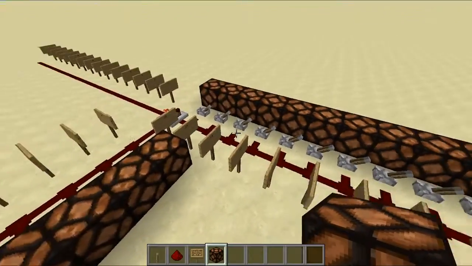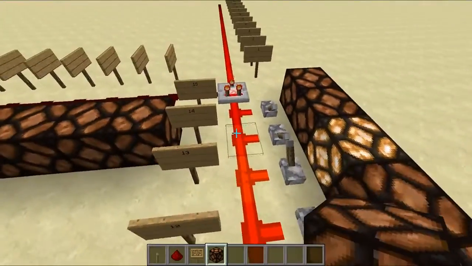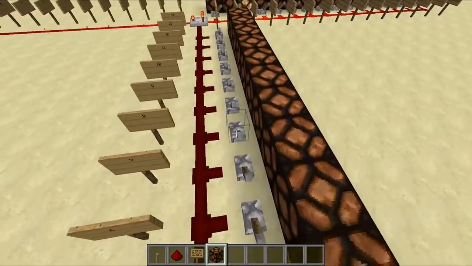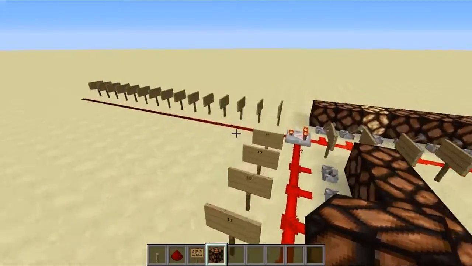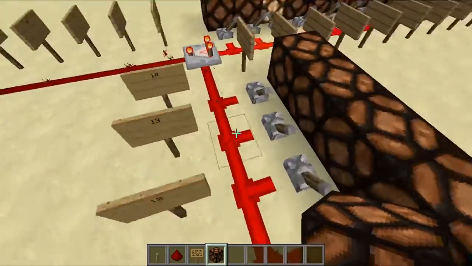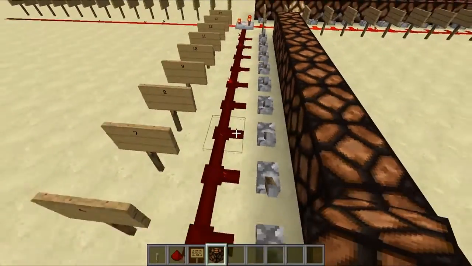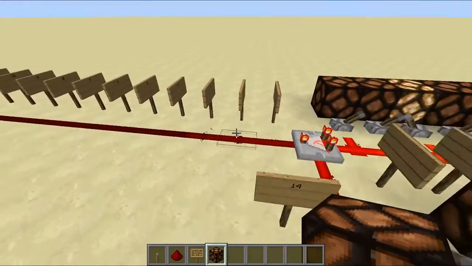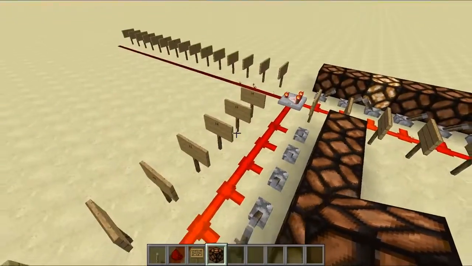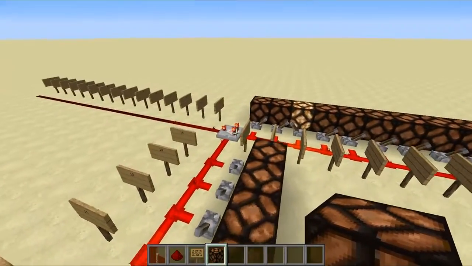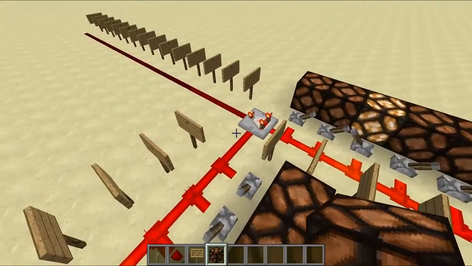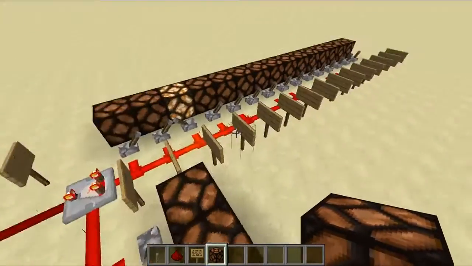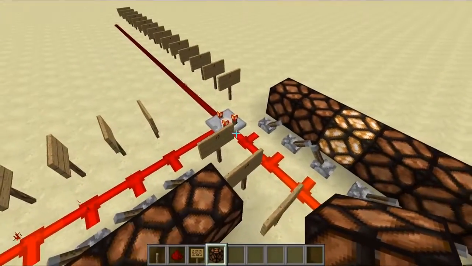So let's just quickly do another few demonstrations. So say, for example, we run in a signal strength of 13 into the back of the comparator, and then we run in a signal strength of 8 into the side of it. We should get an output of 5 once again, but if we change out that 8 for, say, a 10, then we should get a signal strength of 3 being outputted, because 13 minus 10 equals 3. So basically what the comparator is doing is subtracting the side input value from the back input value. Hopefully that all makes sense.